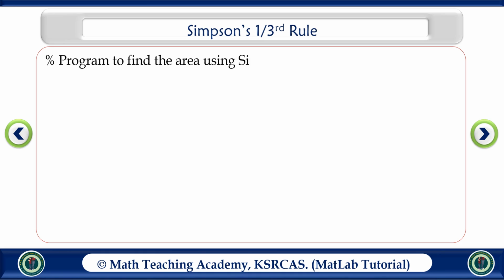Now we are going to type the code for Simpson's 1/3 rule. The first line is a comment: percent, program to find the area using Simpson's 1/3 rule. With the help of the percent symbol, we know that this is a comment line. This line helps the user to know what this program will do. And then clc semicolon. This command clears the command window when you run the program.